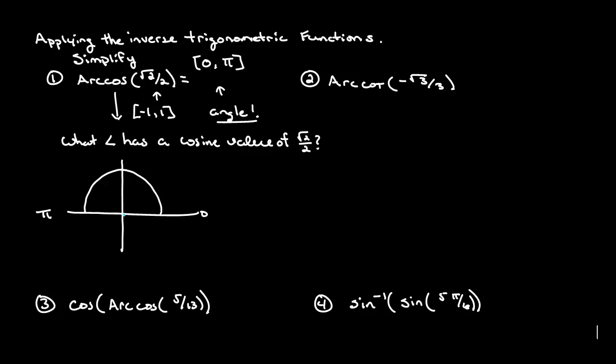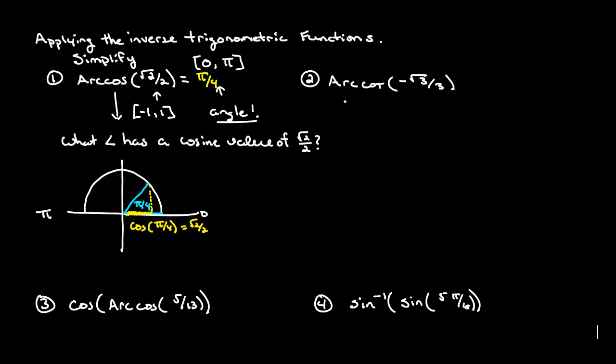So we take a look at our unit circle, and we know that the only angle over that range is pi over 4. The cosine value of pi over 4 is square root of 2 over 2. So the answer for this is pi over 4. Okay, let's go ahead and take a look at this guy over here.